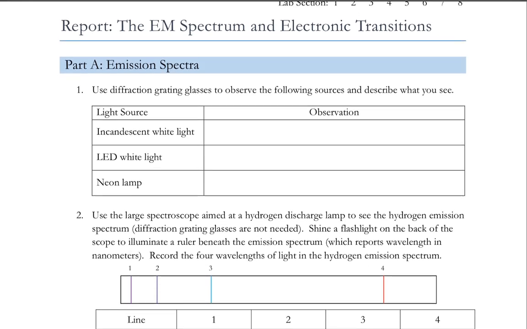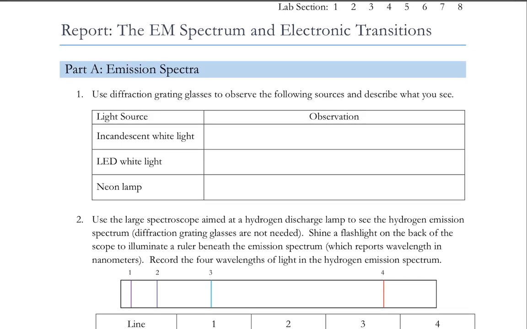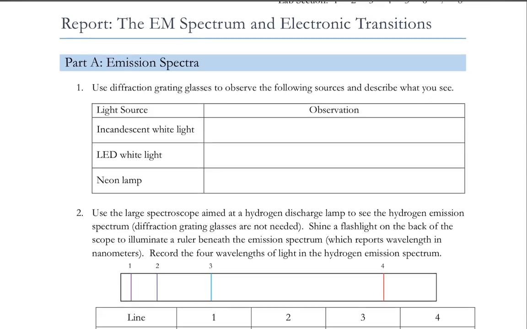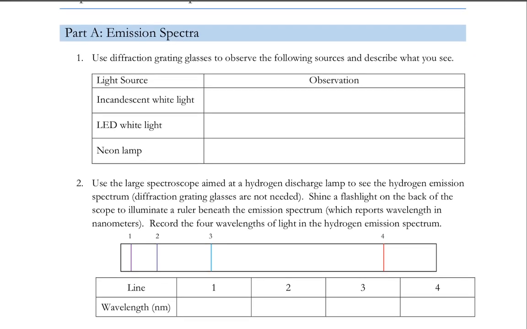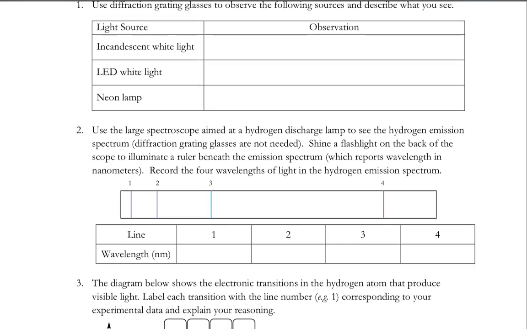LED looks a lot like the incandescent white light spectrum, but it favors some wavelengths over others. The neon lamp, well, I give you a diagram for that, but frankly, in this introduction, there's also the diagram. So anyway, do the best you can to draw what those spectra look like in the observation area.